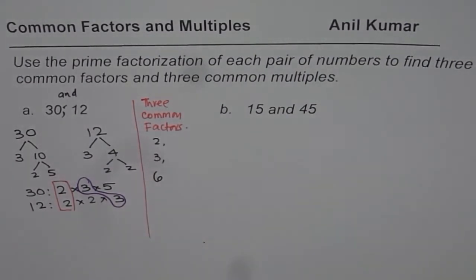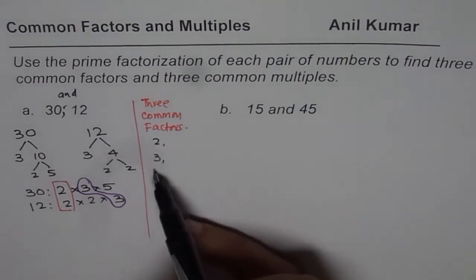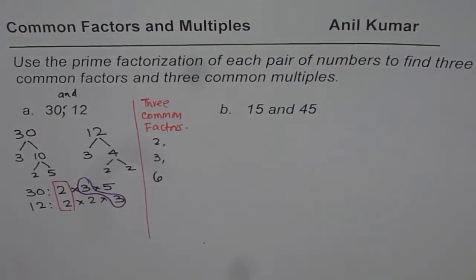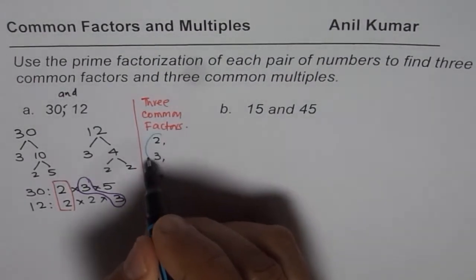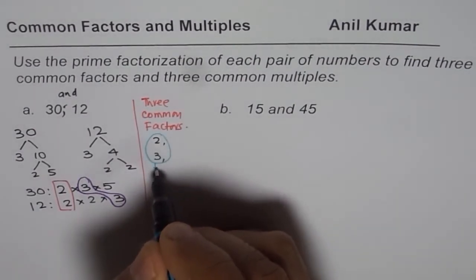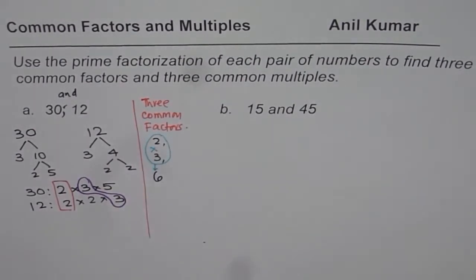So you could get three common factors by multiplying factors. So what we did was, we multiplied 2 and 3 to get 6, right? So we just multiplied them. So that is how you can get different common factors from prime factorization, correct?